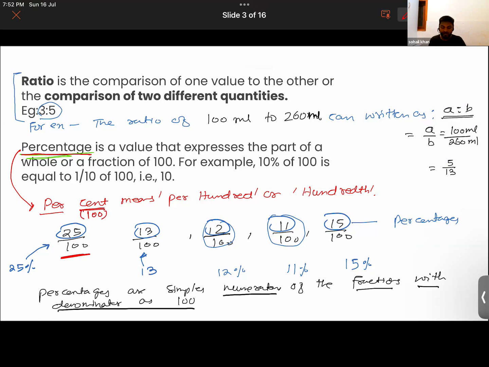Okay, so per 100. Getting it, guys? Per 100. Okay, so that is what simply percentage is. Ahmed, if you see as per the definition, percentages are simply numerators of the fractions with denominator as 100. So see this fraction, 25 upon 100.